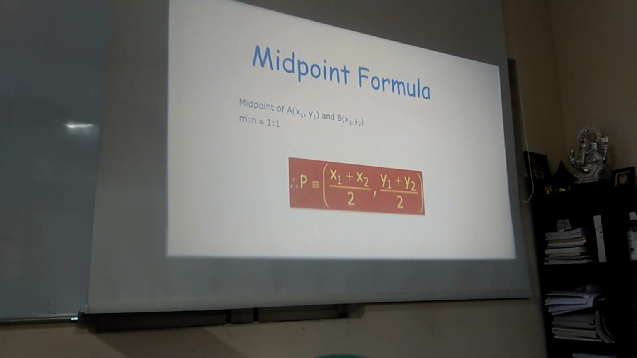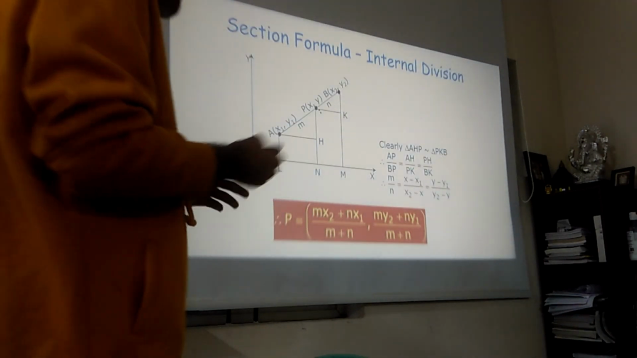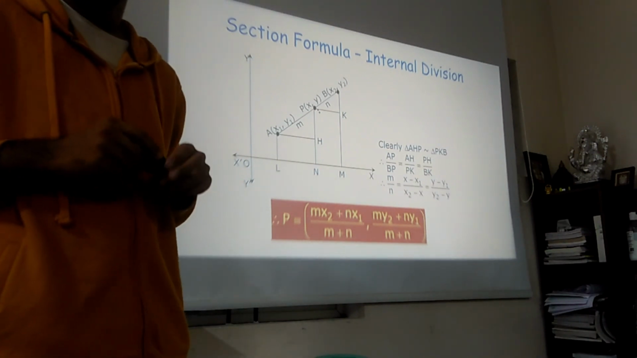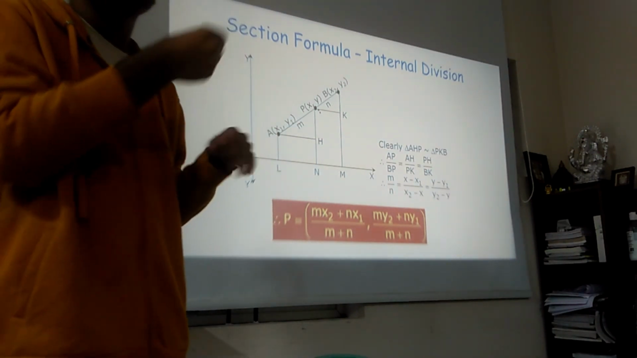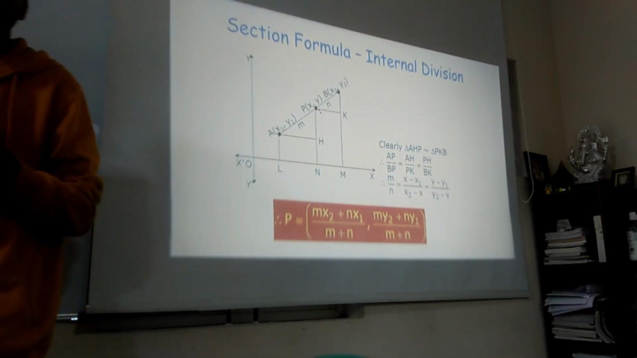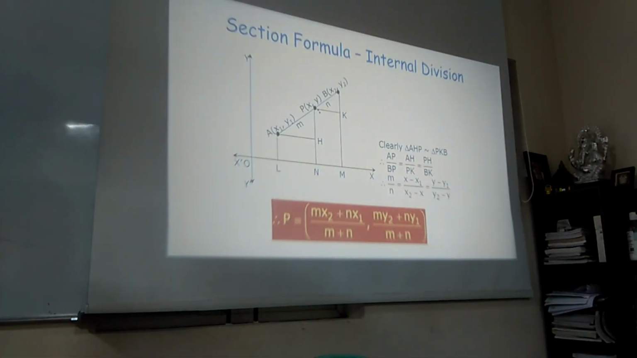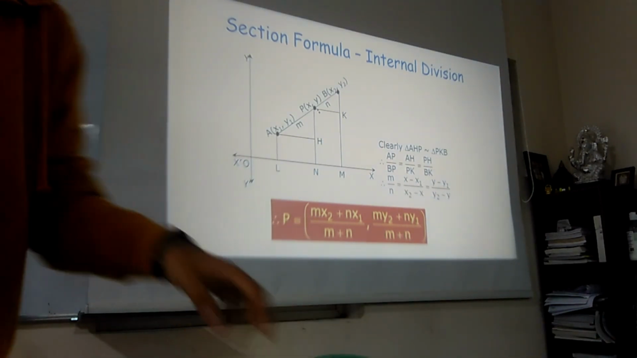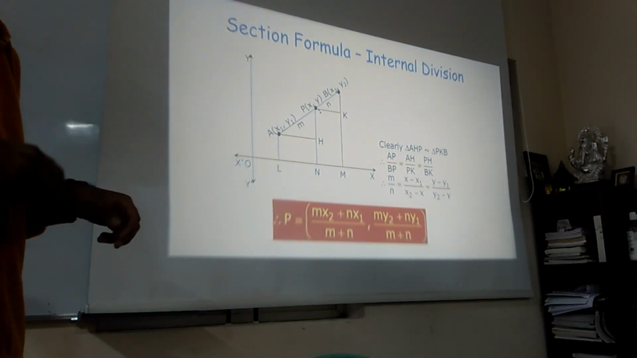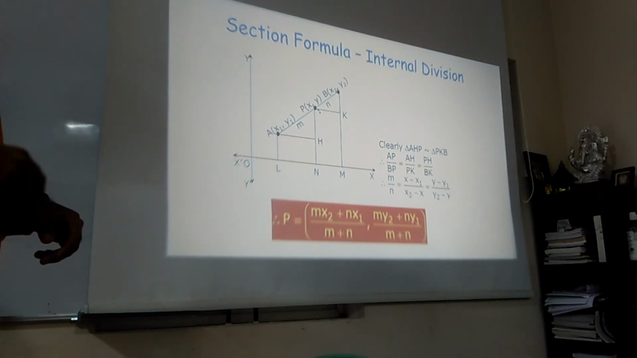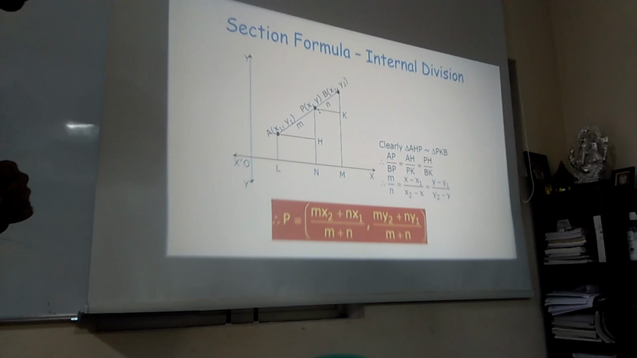Similar to the section formula, we have the midpoint formula. What if this point P is exactly in the middle of A and B? That means it divides A and B in the ratio 1:1. It is dividing this line exactly in half. So what happens? M will be 1, N will be 1. In place of M you substitute 1, in place of N you substitute 1. So what will the formula become?